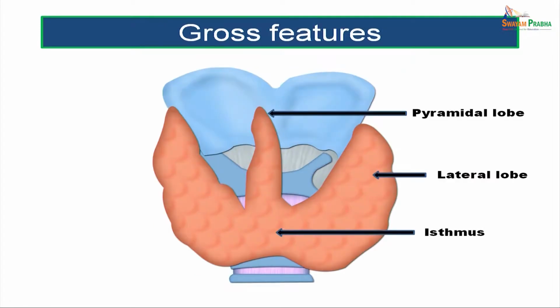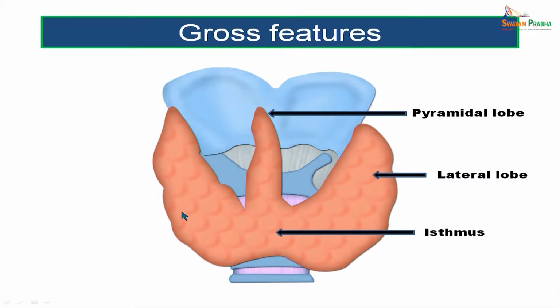So, now we know the thyroid gland, which is present in front of the neck in relation to the larynx and the trachea, is butterfly shaped or in the form of the letter H, with two lateral lobes connected in the midline by a narrow band, which is called the isthmus. Now, you find this lateral lobe has an apex, a base, and three surfaces.